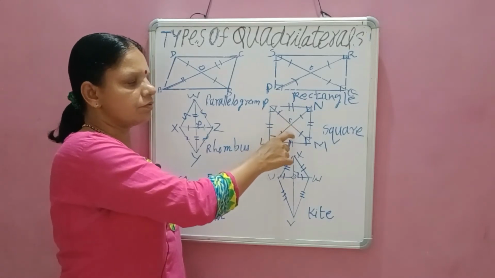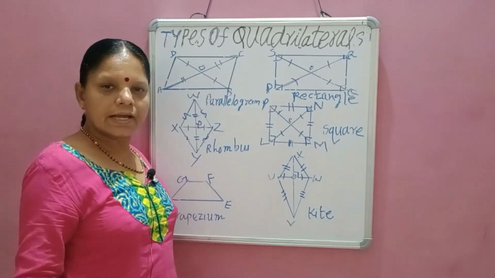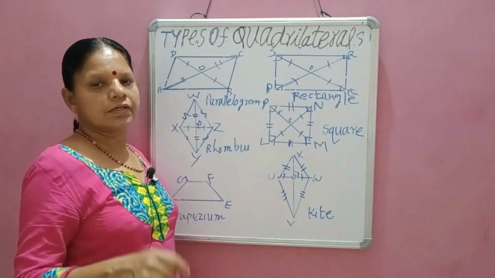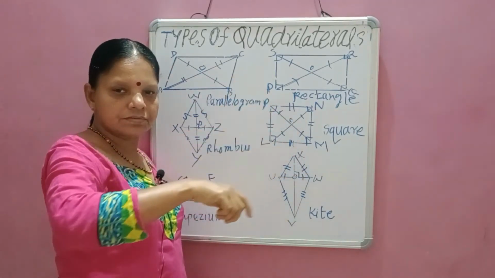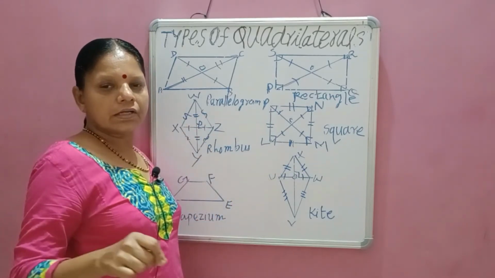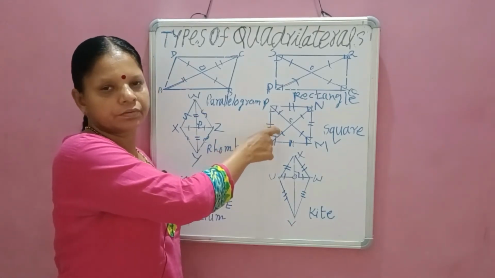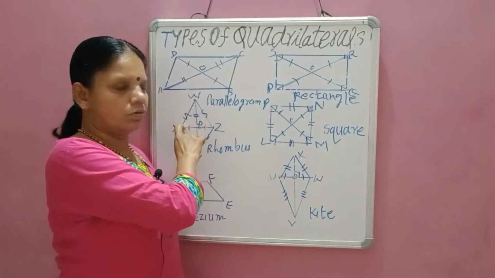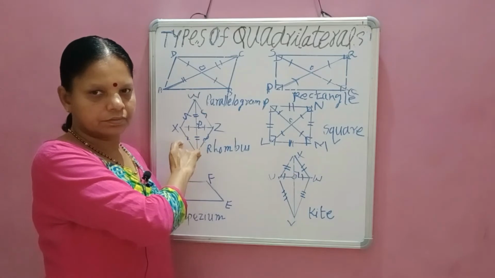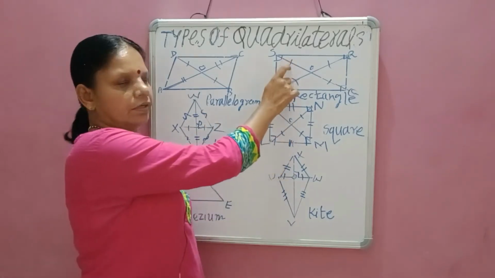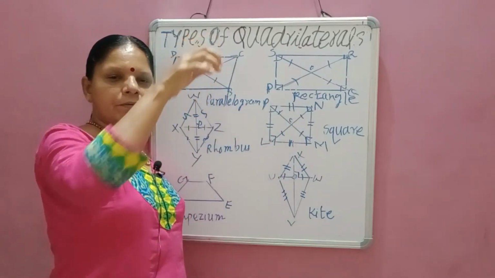Square, the definition is when all the sides are equal and all the angles are 90 degrees, then the quadrilateral is called square. That is the definition. That is, square is a rhombus. But rhombus is not a square, here angles are not 90 degrees. And square is a rectangle. Square is a parallelogram. So what are the properties?